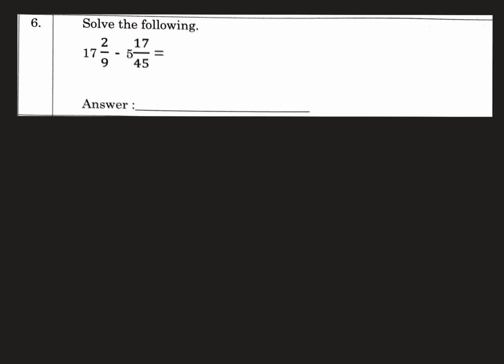Okay, so solve the following. 17 and 2 ninths minus 5 and 17 over 45. Now, first up, you guys know that we cannot subtract fractions if they have different denominators. Actually, instead of me just giving you guys the answer, let's do a little bit of flashback into fractions. This will help you guys more.